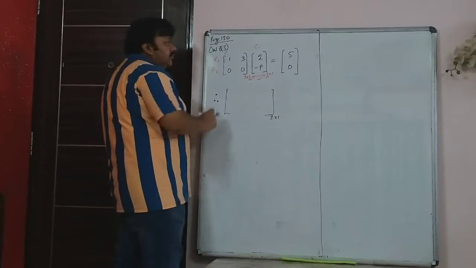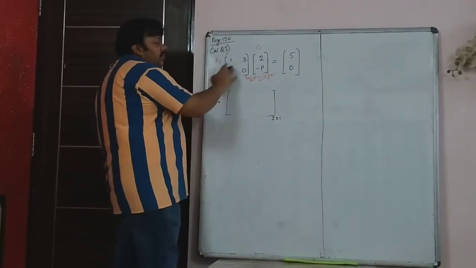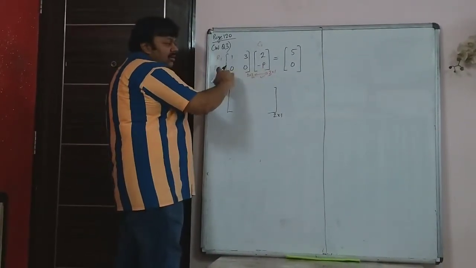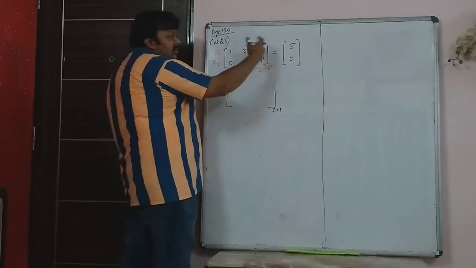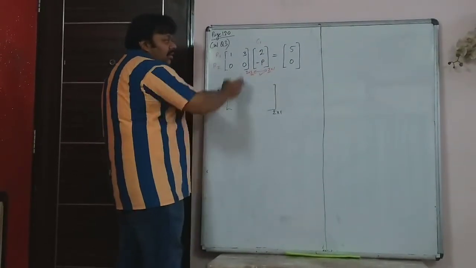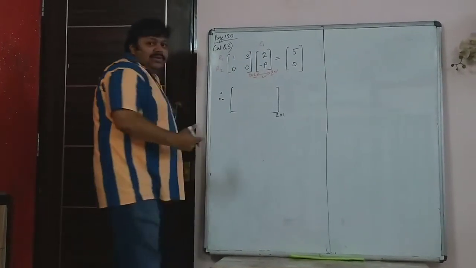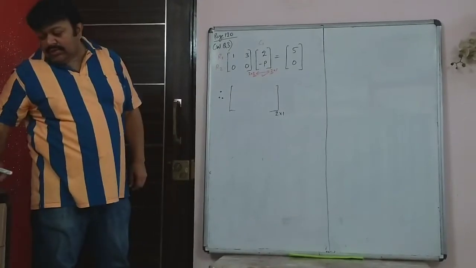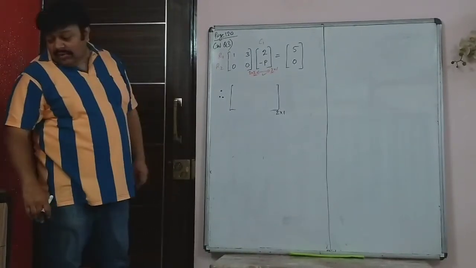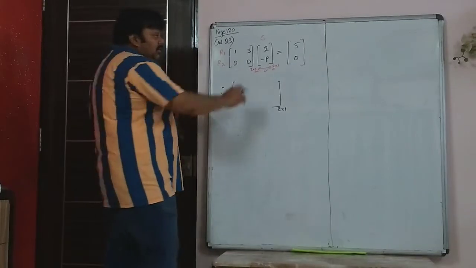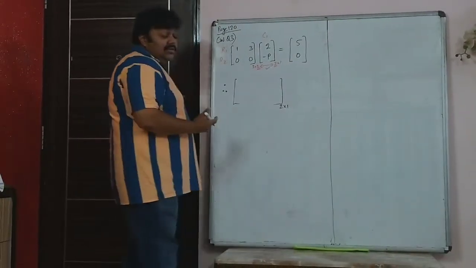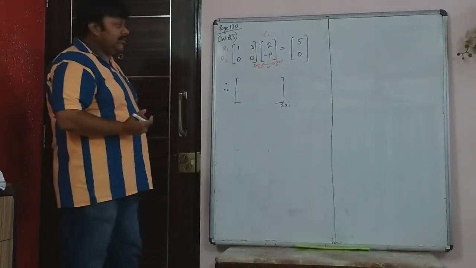So here, this is question 3. One matrix into second matrix is given. This is equal to 5, 0. In the second matrix, minus P is written as the unknown, and you are asked to find what is P. This is minus P, but in the answer finally you have to find what is P.